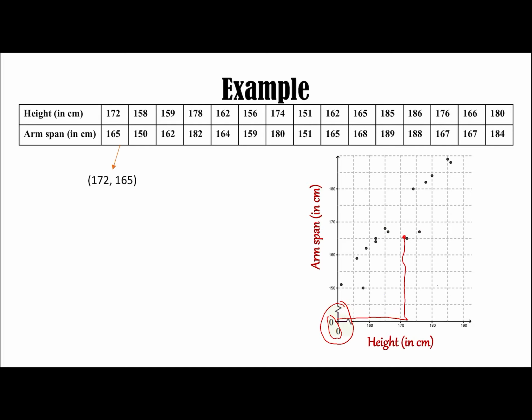If you look at these points, they almost form a linear pattern because they are very close to a straight line. Also, as the height of a student increases, the arm span also tends to increase.